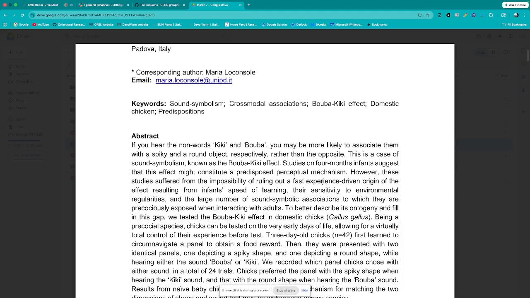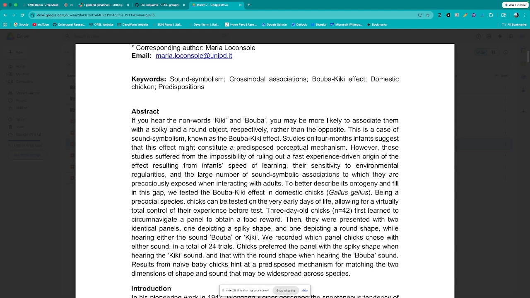So to better describe its ontogeny, and ontogeny just means its developmental course, and fill in this gap, we tested the Bouba-Kiki effect in domesticated chicks of Gallus. So these are chickens. Being a precocial species, chicks can be tested in the very early days of life, allowing for virtually total control of the experience before the test. So this is where you know that they haven't been exposed to anything in the world. Everything that they're doing is going to be, at least mostly, innate. And that's the idea in these kinds of experiments.